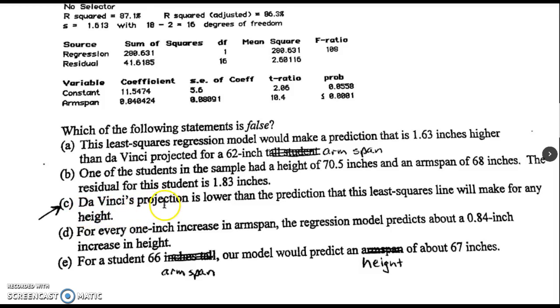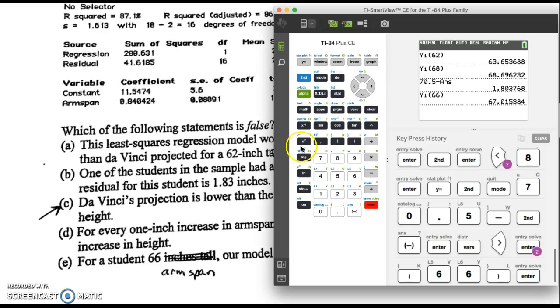C says Da Vinci's projection is lower than the prediction that this least squares line will make for any height. If you can see from what we've looked at, if the arm span is 62, this will predict 63, and Da Vinci would have predicted 62. And this is 68.6, but he would have predicted 68. So you can see that these projections are higher than what he would have predicted.